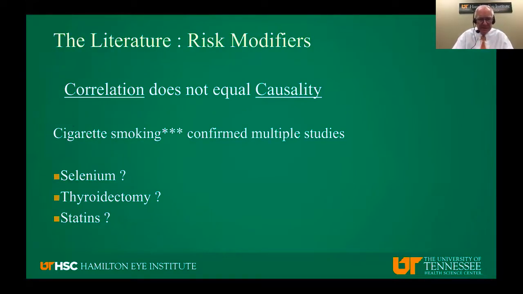The first thing I'd like to say is risk modifiers are not causality. I have a daughter that works for the Center for Disease Control, and we have this discussion all the time. Correlation does not equal causality. So there's correlation with problems, but that's not the cause, but they're factors that you must take into account when you're looking at it. The classic one is cigarette smoking, and that has been confirmed on multiple studies when they do analysis. They need to stop smoking. The severity of their thyroid ophthalmopathy is going to increase significantly if they continue to smoke.